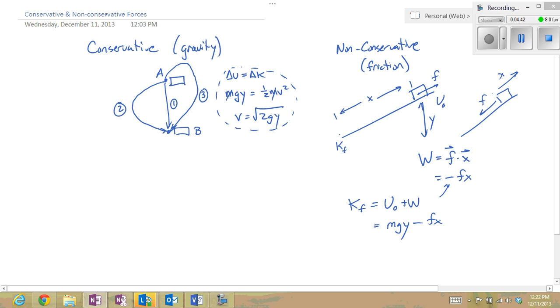So I lose energy to friction in both the down and the up direction. I never get it back. Friction is a dissipative force. It dissipates energy out of the system into heat in most cases.